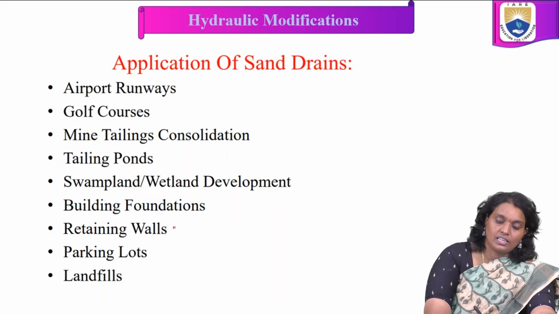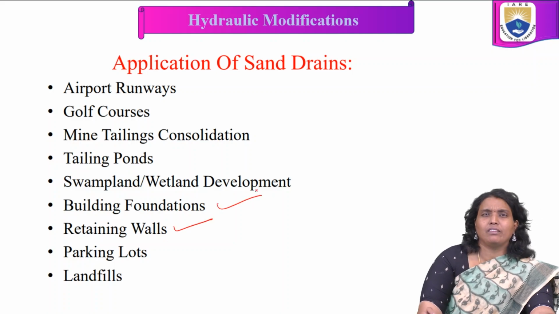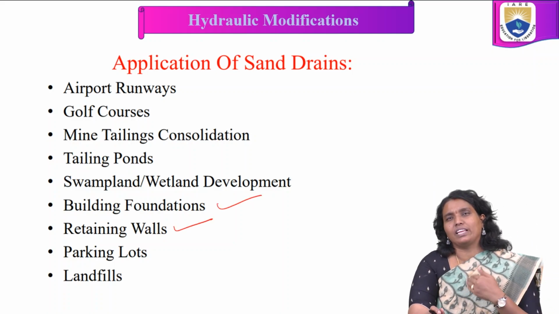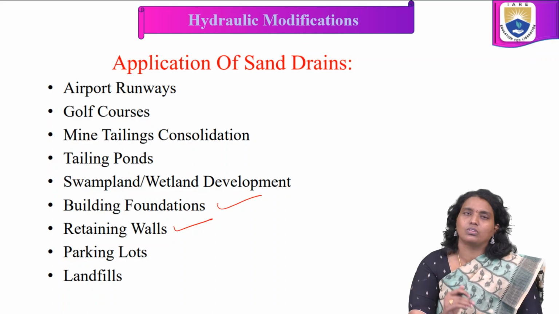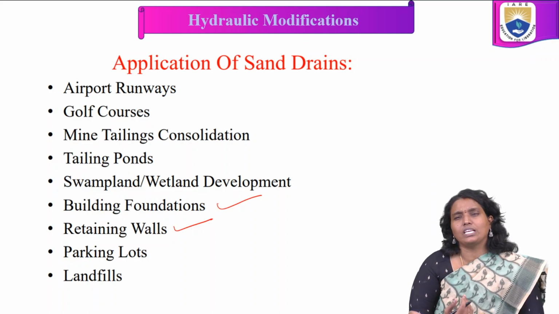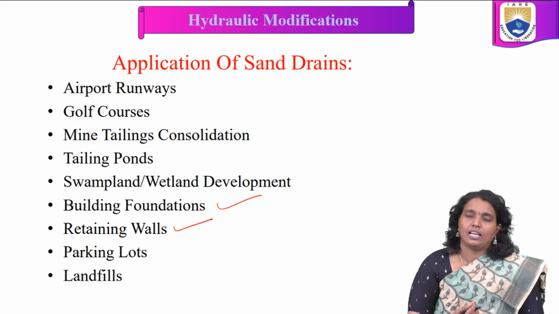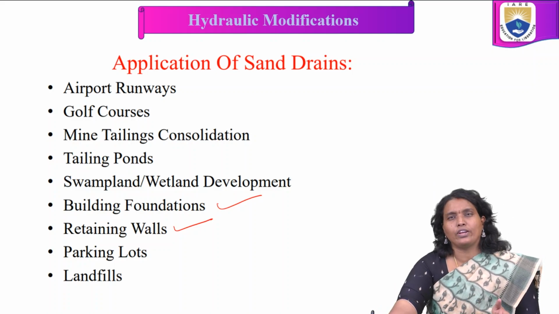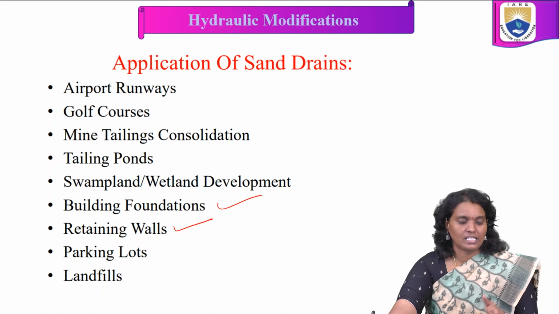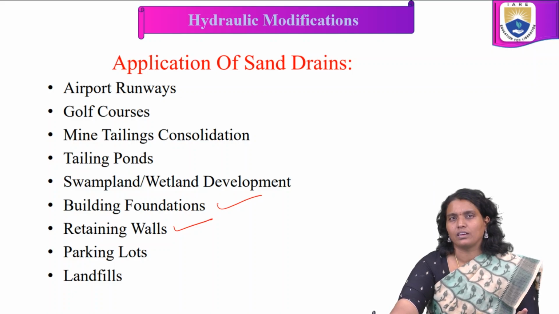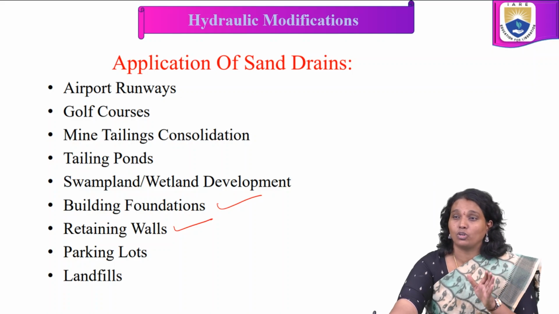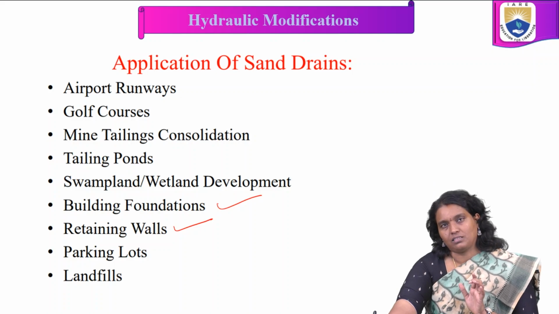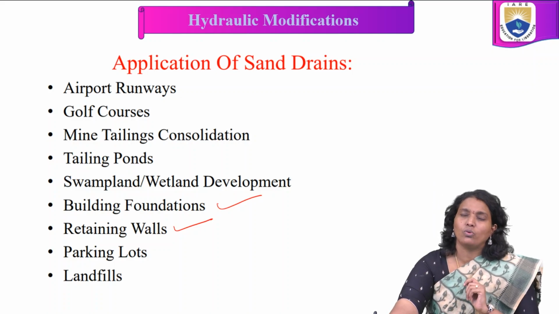In retaining walls and building foundations, whenever the water table is very near to the ground, the foundation elements should be strengthened so that they are not affected by the water table. This kind of drainage system is required, so we use sand drains for that, with a depth between 3 to 30 meters. Beyond that it is not applicable.